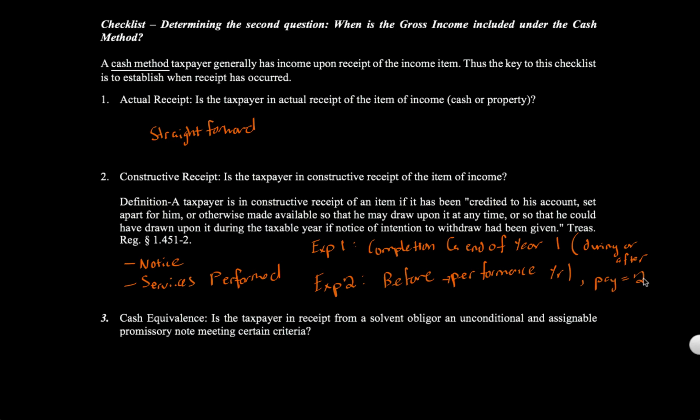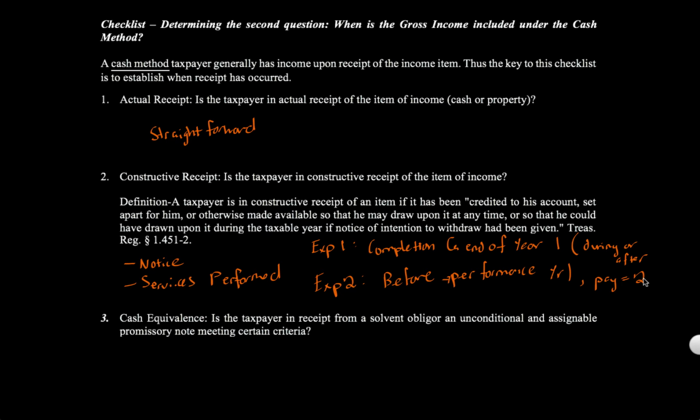In example 1, under the constructive receipt doctrine, the taxpayer, the accountant, must include the income in year 1, even though the accountant actually receives the money in year 2. In example 2, because the parties agreed before the performance started, this is a distinction. It's out of the hands of the party, and therefore the taxpayer can include in year 2.